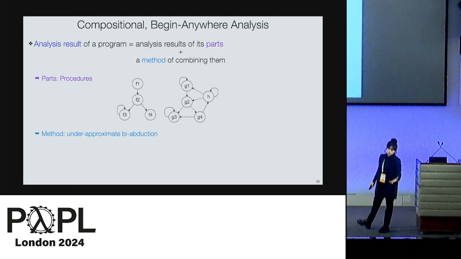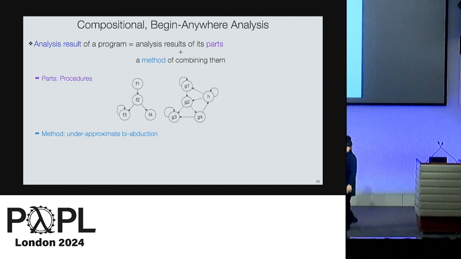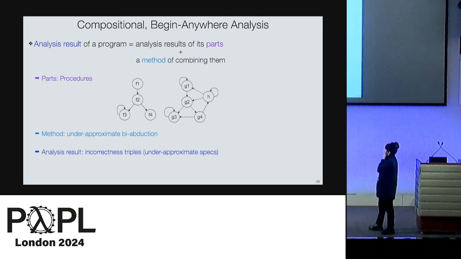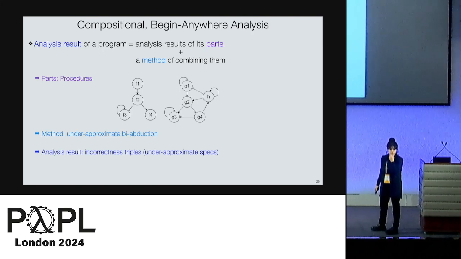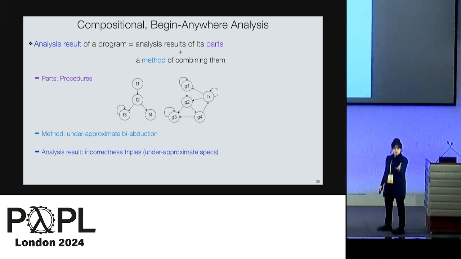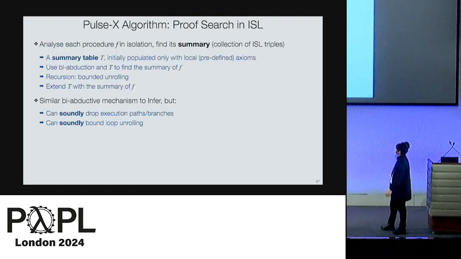It's used in the original Infer, correctness-based Infer. And what we did, we used it in an under-approximate fashion. And it will become clear what I mean by that. And what we get in the end is incorrectness triples, these ISL triples that you saw. So we will be looking for the erroneous ones that talk about bugs.